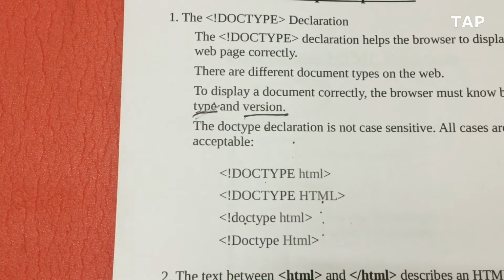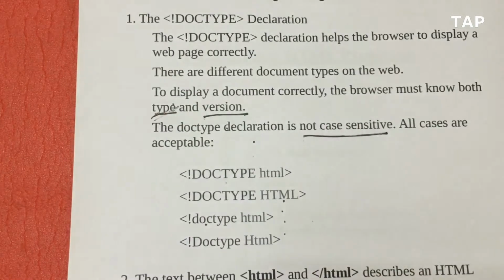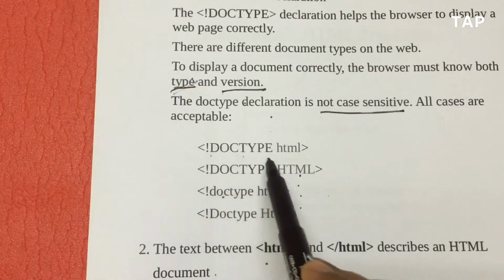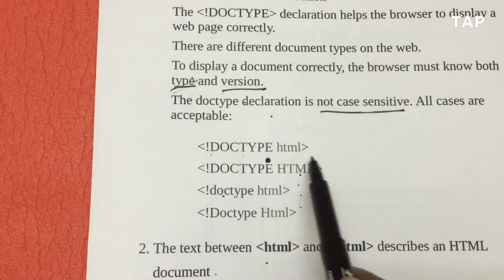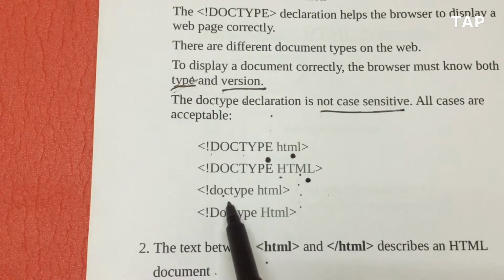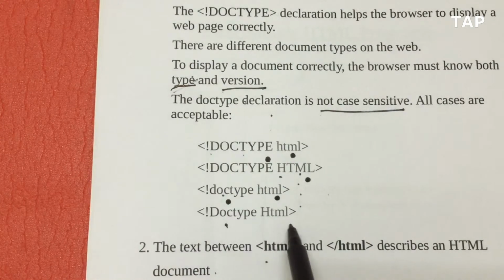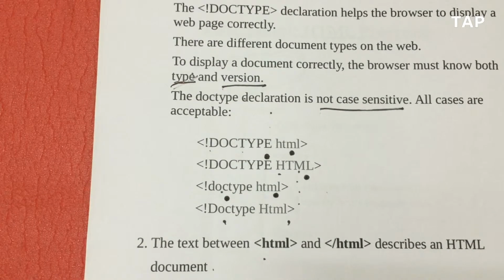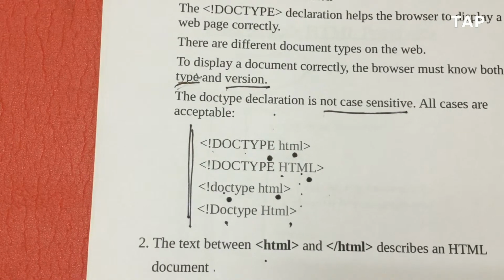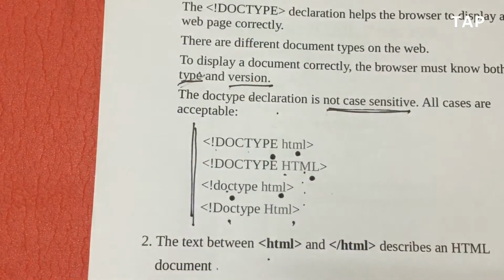Okay, and whenever you are declaring the doc type, it is not case sensitive. All types of cases are acceptable. That means you can write doc type in all caps and HTML in small letters, or HTML in caps, or doc type in small letters, both in small letters, or both in proper case. It doesn't matter. It takes upper case, lower case, proper case, anything, because it is not case sensitive.